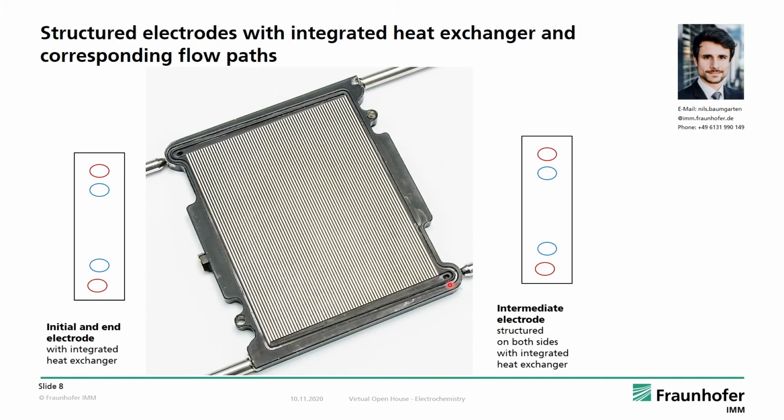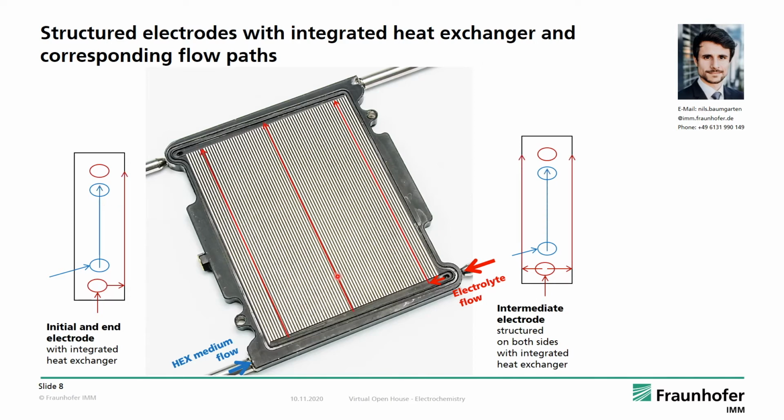Here we have a model of an electrode where I will now show you the distribution, or the flow, of the reaction medium, the electrolyte, and the heat exchange medium. So we have an electrolyte flow coming inside the electrochemical reactor here, and also the heat exchange medium. We then have the distribution of the electrolyte in this channel here, and depending on the electrode, that means, do we have an intermediate electrode which is structured on both sides, or do we have an initial or an end electrode which is only microstructured on one side, we have the distribution here.